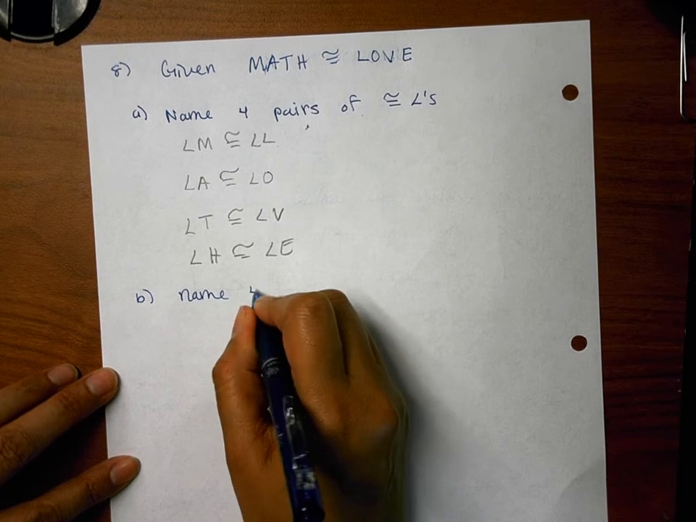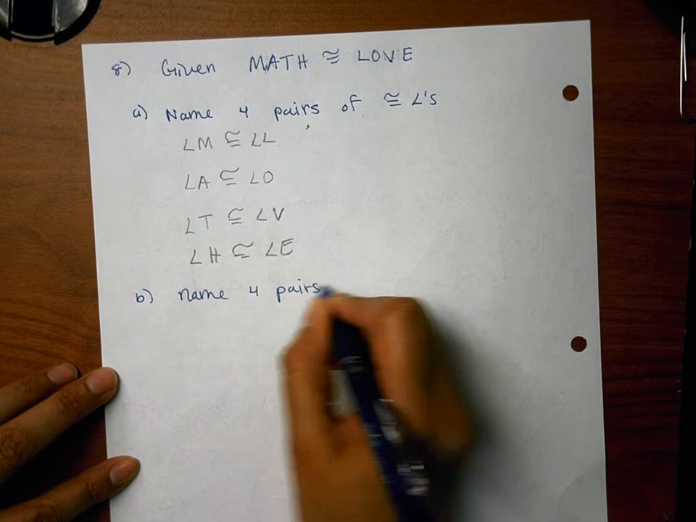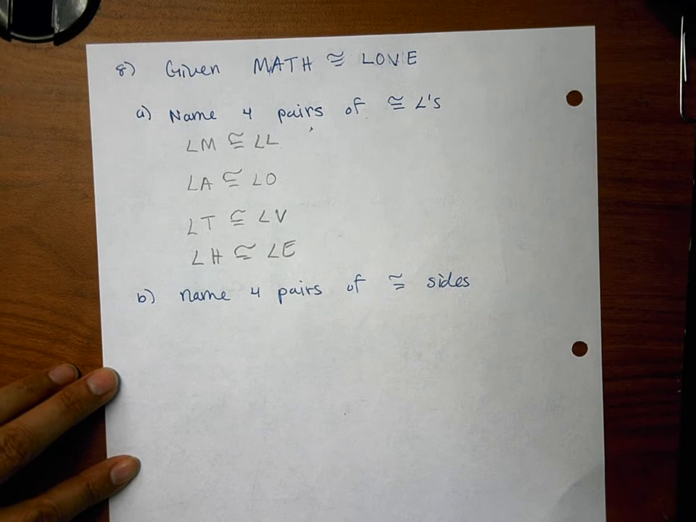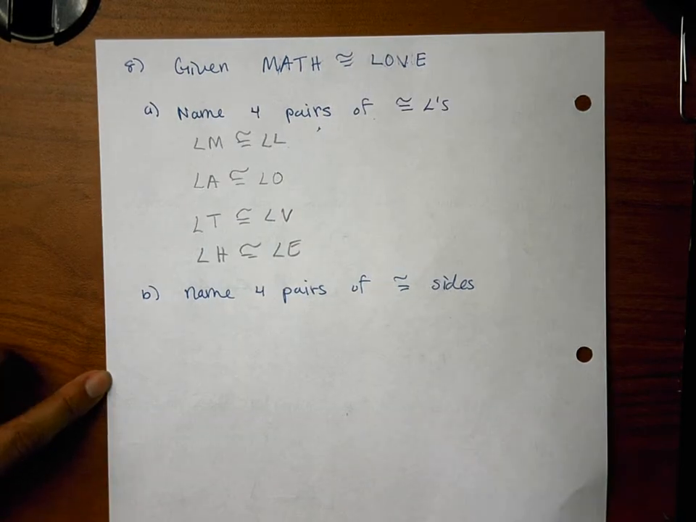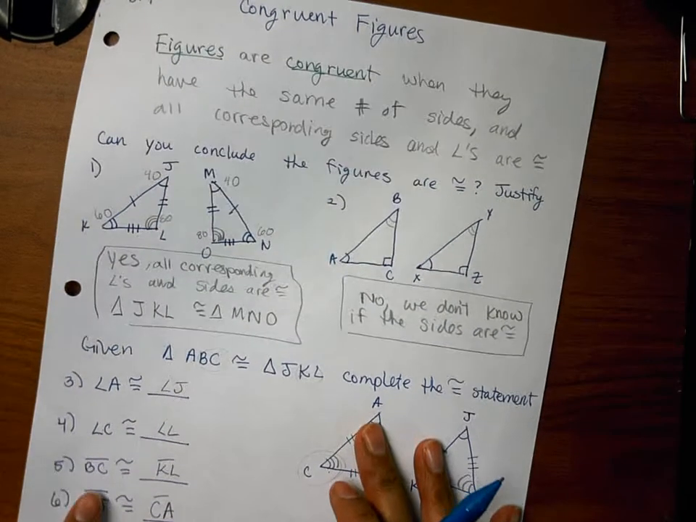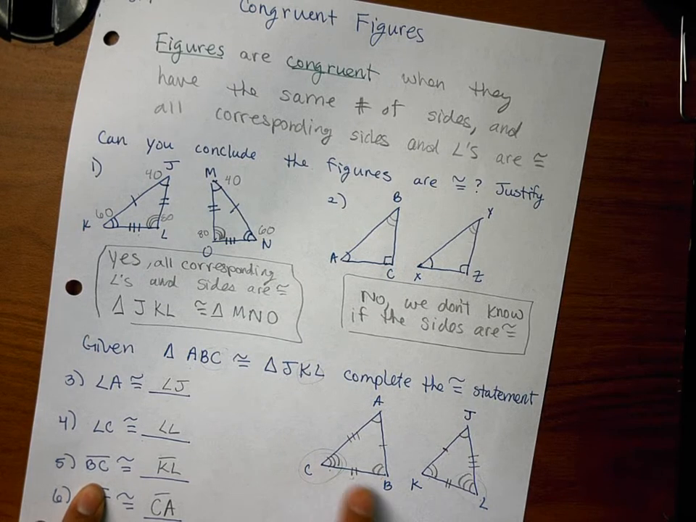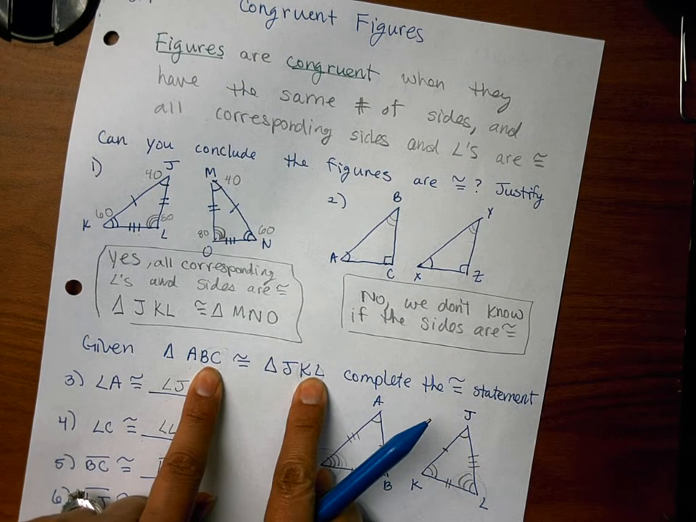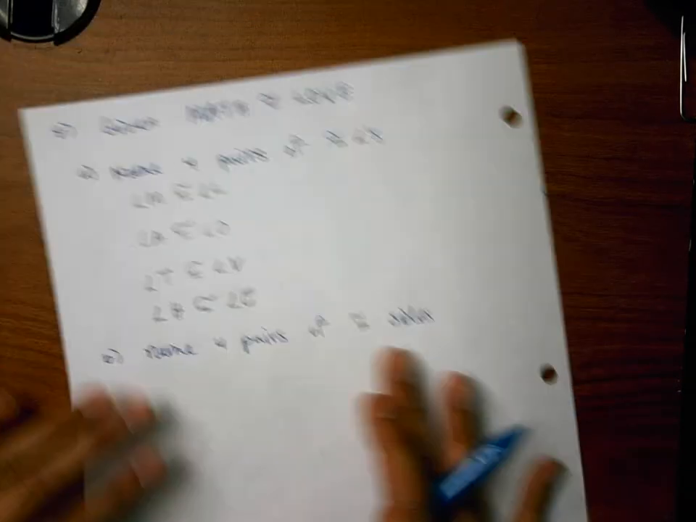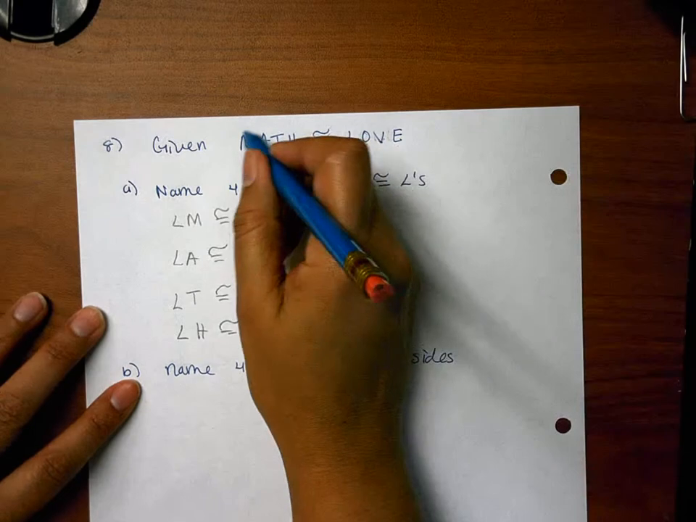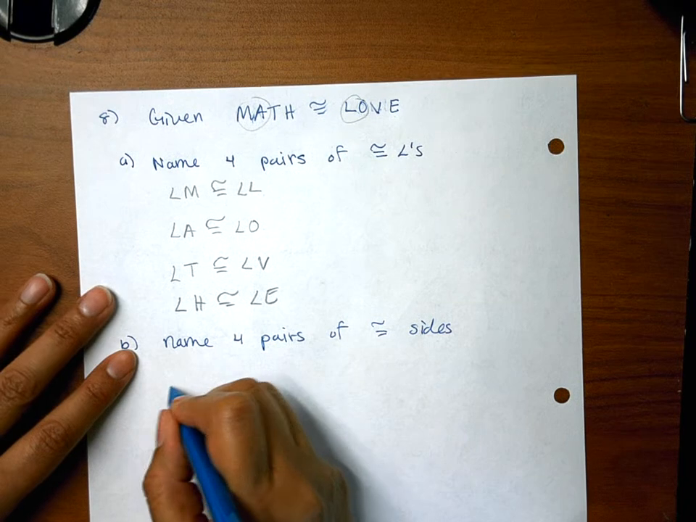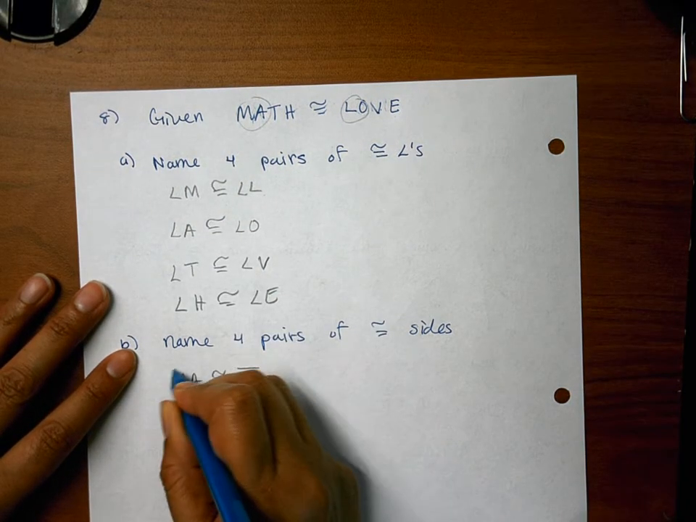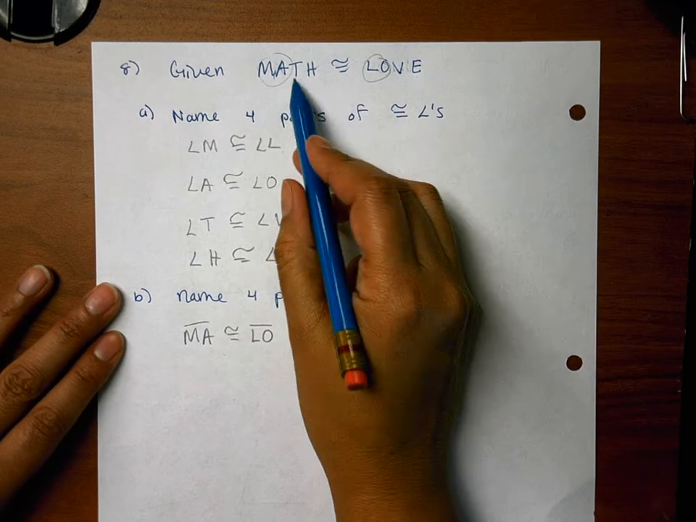Part B, name 4 pairs of congruent sides. So when we're naming a side, we need 2 letters. I'm going to flip this over really quick, like here. BC matched with KL, or you did it this way, BC and KL. So I'm just going to read down like I did with the angles. I'm going to do MA with LO. MA is congruent to LO.